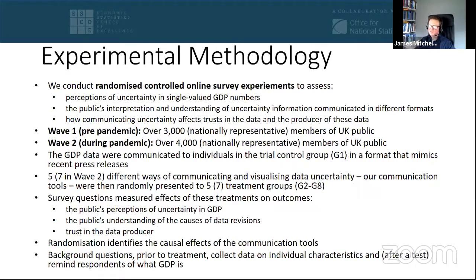Because there's often believed to be a risk that communicating uncertainty may erode trust in the data, or indeed in the data producer itself, we also ask some questions which try and get at this, to see whether communicating uncertainty in a more upfront quantitative visual manner erodes trust in the data. Does it encourage the public to think that the ONS data revisions are due to mistakes at the ONS, rather than, which of course is the case for the majority of data revisions, just due to updated information becoming available to the ONS?